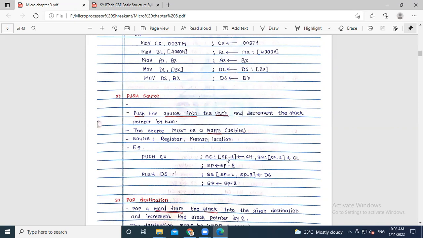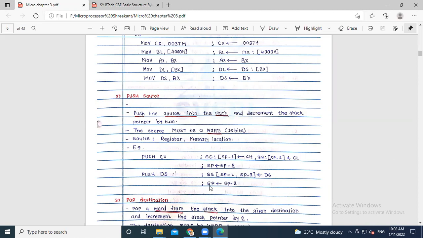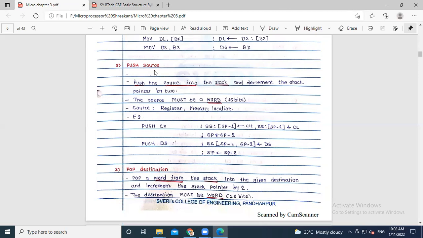It means that the stack pointer minus 1 in the push operation, and it is stored into the stack segment. And finally, the stack pointer minus 2 is stored into the stack pointer. Same way in the data segment, SP minus 1 and SP minus 2, totally 2 times, that is SP minus 2 to the stack pointer, and stored into the stack segment. That is the PUSH source.